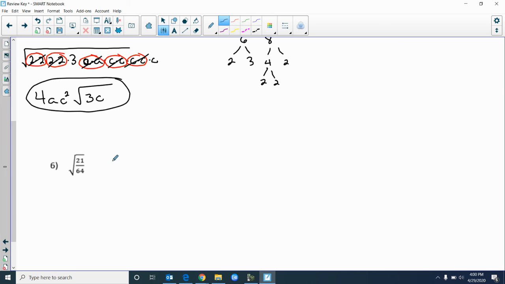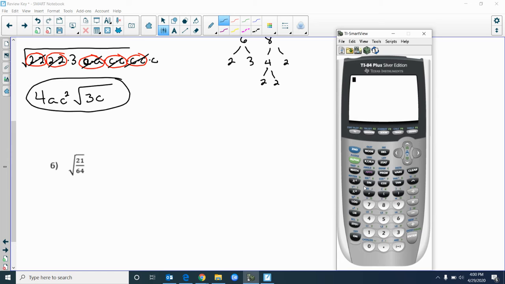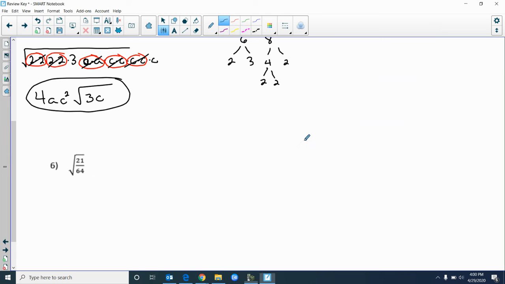All right, number 6. Now we're into the decimals. Always trying to see if they reduce. We know 3 and 7 go into 21. 64 divided by 3, that'd be my only option. And then 64 divided by 7, they do not divide into 64.